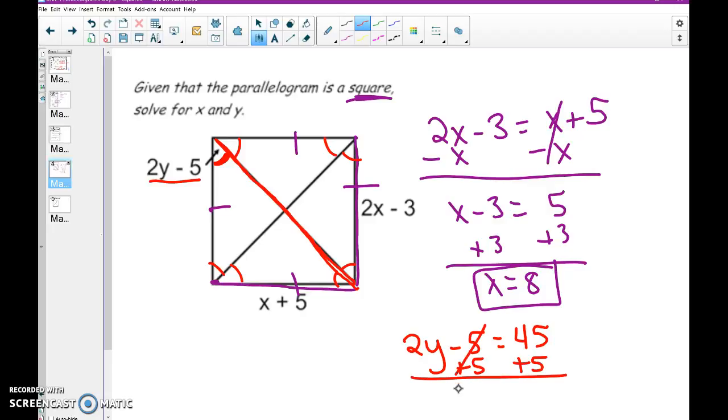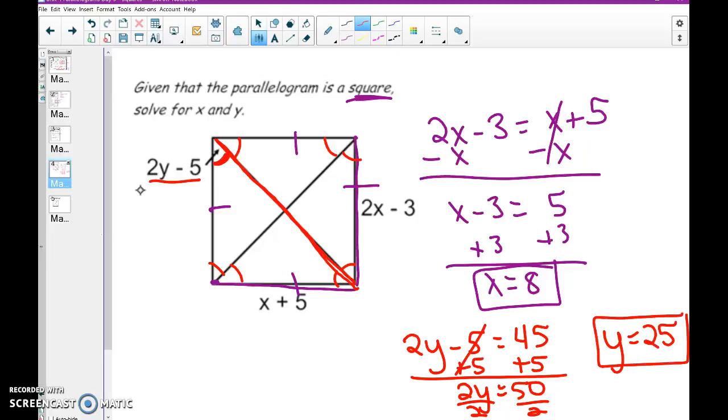Add 5 to both sides. Divide by 2. And I get that y is equal to 25. If I was to plug 25 in here, I would definitely get my 45 degrees, which is exactly what I want because this is all 45, 45, and then there's these 90s in the middle.